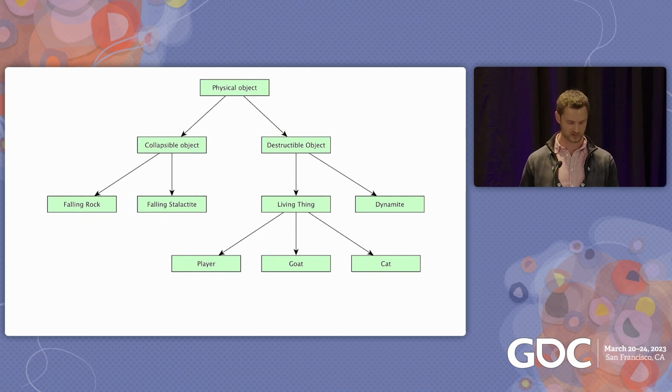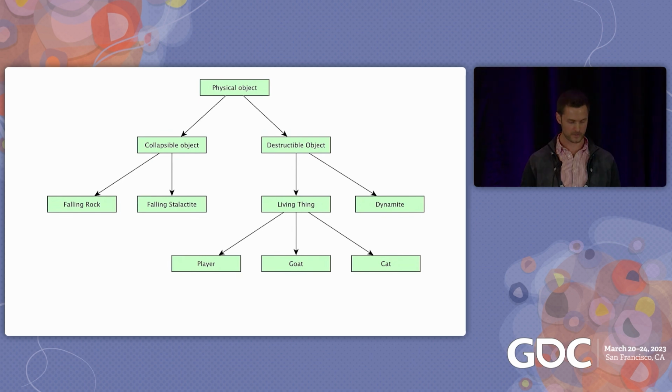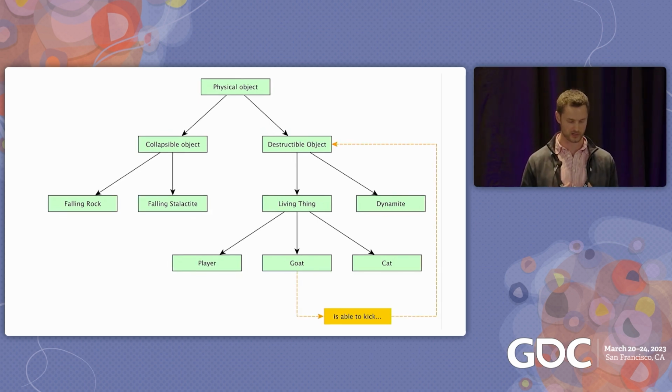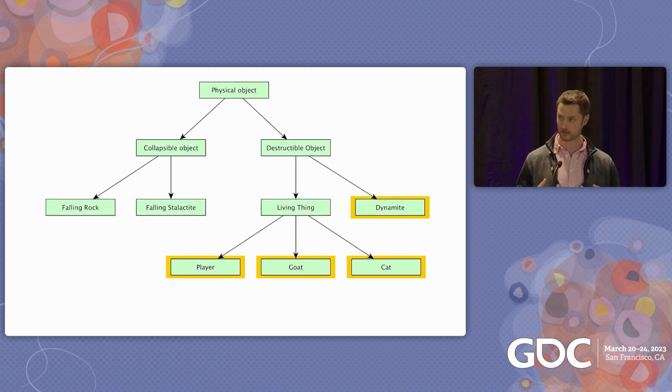Here, as an example, I wanted the goats to do more than just kick the player. I wanted them to kick other things too. So I made this behavior of kicking happen on a destructible object, which is at the top of the hierarchy there. And so everything under destructible object can also do whatever a destructible object does. Because the goat could then kick a destructible object, it meant that it could also kick dynamite, it could kick mountain cats, it could kick the player, and a goat could even kick other goats.